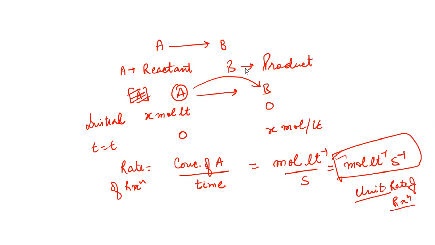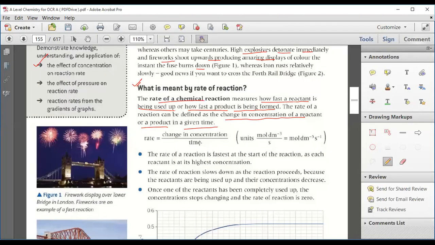Now you can see change in concentration upon time. Change in concentration means moles per liter, or moles per decimeter cube, per second. Do you have to take the highest concentration minus the lowest? Yes, high minus low. Change in concentration, yes, high minus low.